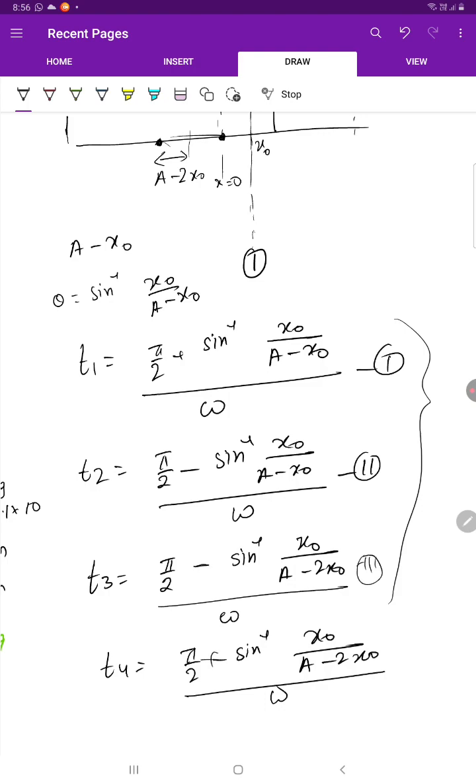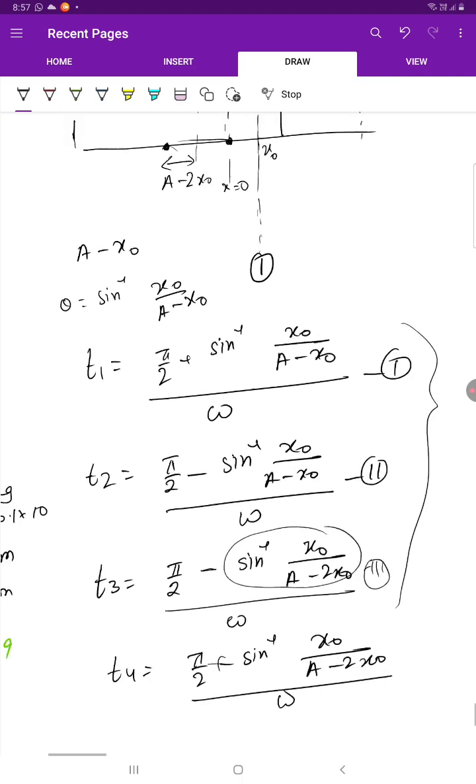In comparison between T2 and T3 there is a negative sign. Now we have to check which angle is more. Observe that a minus x naught is greater than a minus 2 x naught. Since it's in the denominator, this sine inverse of x naught by a minus 2 x naught will be larger. Thus pi minus sine inverse of x naught by a minus 2 x naught will be smaller. So T3 will be smaller than T2.